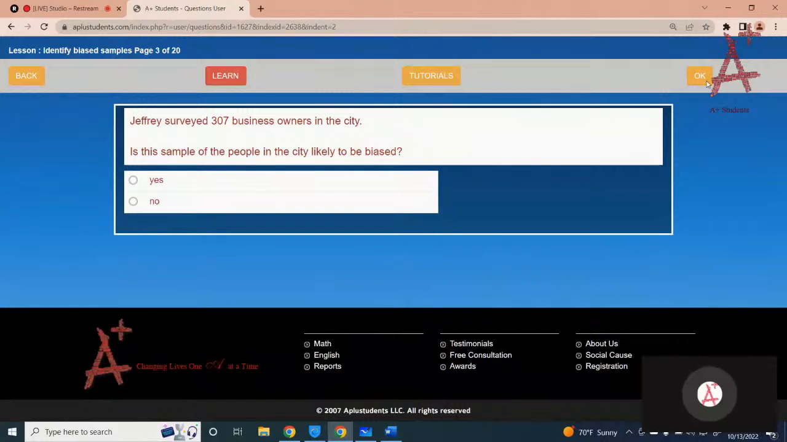Okay, Jaffrey surveyed 307 business owners in the city. Is this sample of the people in the city likely to be biased? Yes, it is biased data, since business owners might not be similar to the other people in the city. Got it? Just 307 from selected people he knows. So that means the data is biased. Got it? The answer is yes, it is biased.